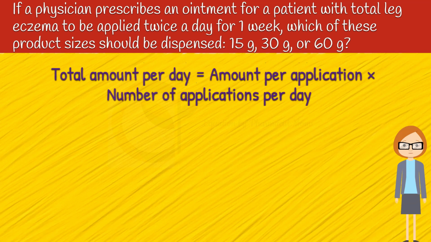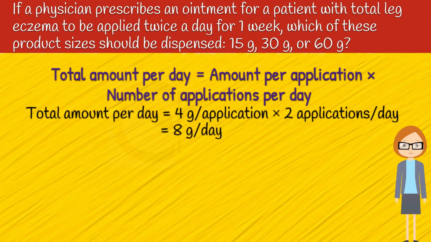First, let's calculate the total amount of ointment needed per day. Total amount per day is equal to amount per application multiplied by number of applications per day. Since the ointment is applied twice a day, total amount per day is equal to 4 grams per application multiplied by 2 applications per day. Total amount per day is equal to 8 grams per day.